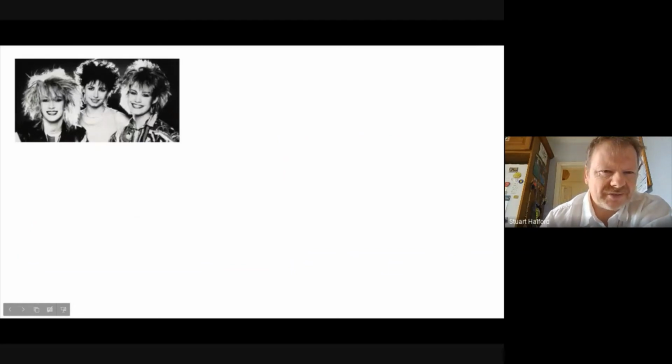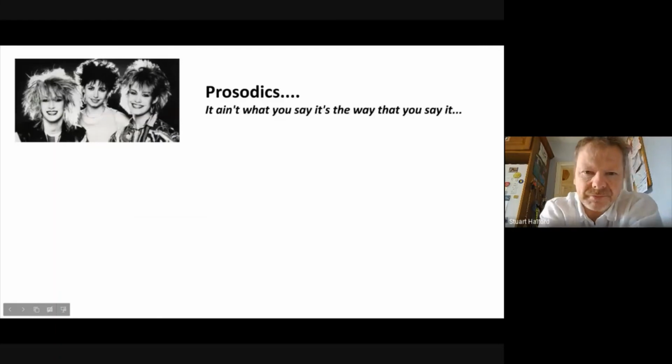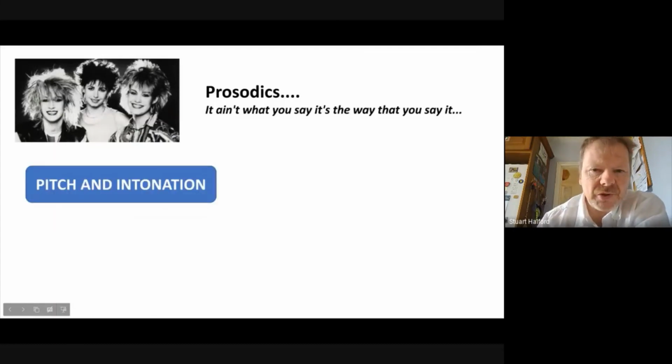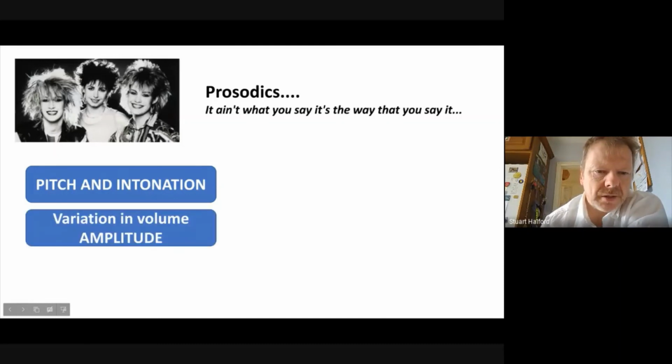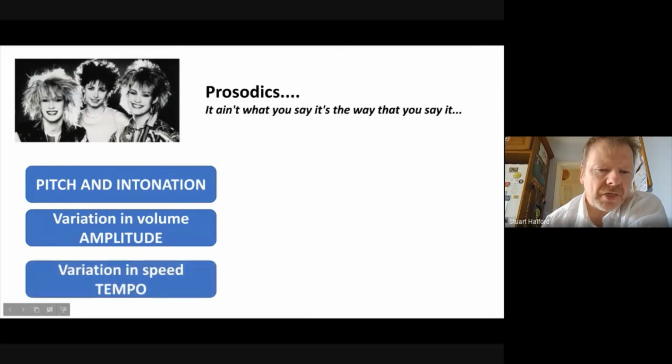Parents, who these are, there's a reason for choosing this picture. And prosodics then: it ain't what you say, it's the way that you say it. So in prosodics, we're looking at things like pitch and intonation when we're speaking, the variation in volume or the amplitude, and the variation in the speed at which we're speaking, which we'll call the tempo.